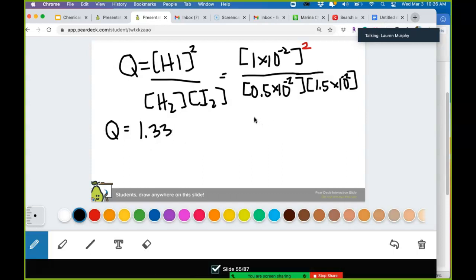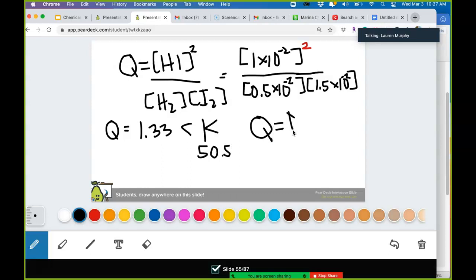So I did molarity. If you did moles, you still got 1.33. That's why I was trying to tell you. If the volume is the same for all of them, using moles is okay. Well, this is less than K because K's value, given in the problem, is 50.5. So let's talk about what that means.